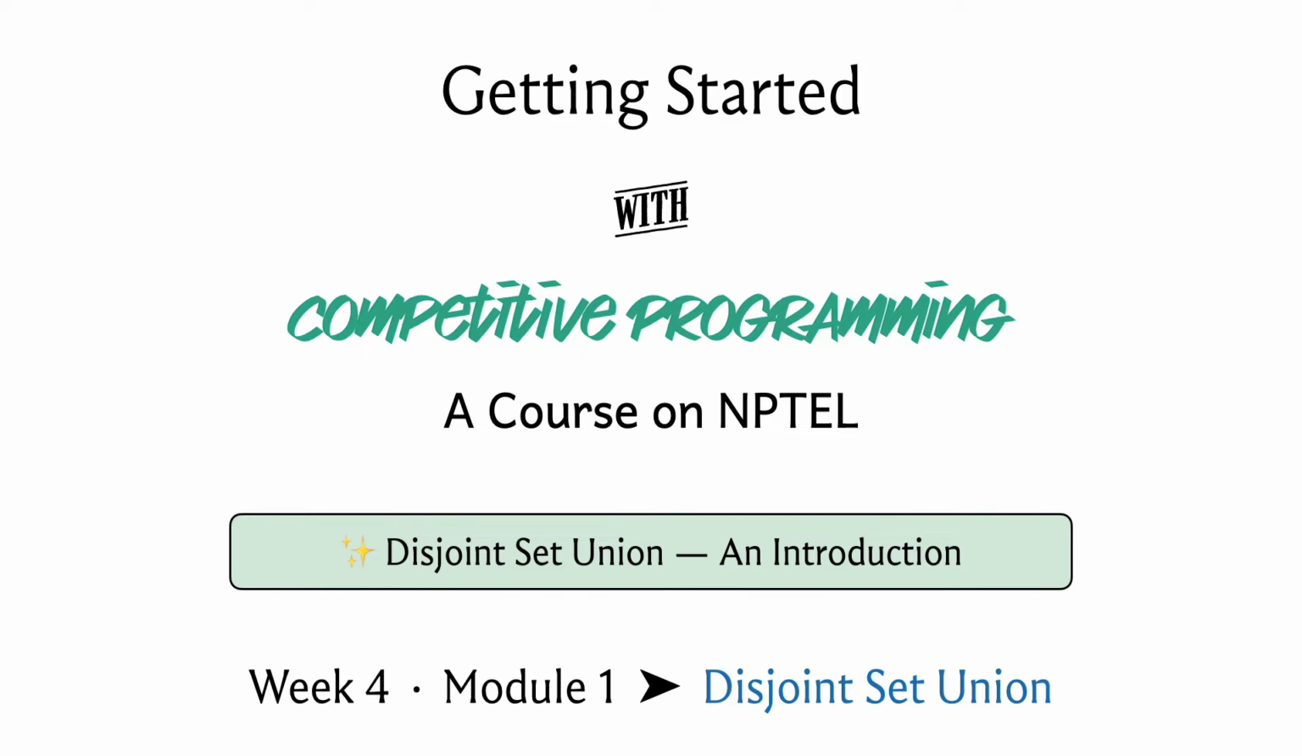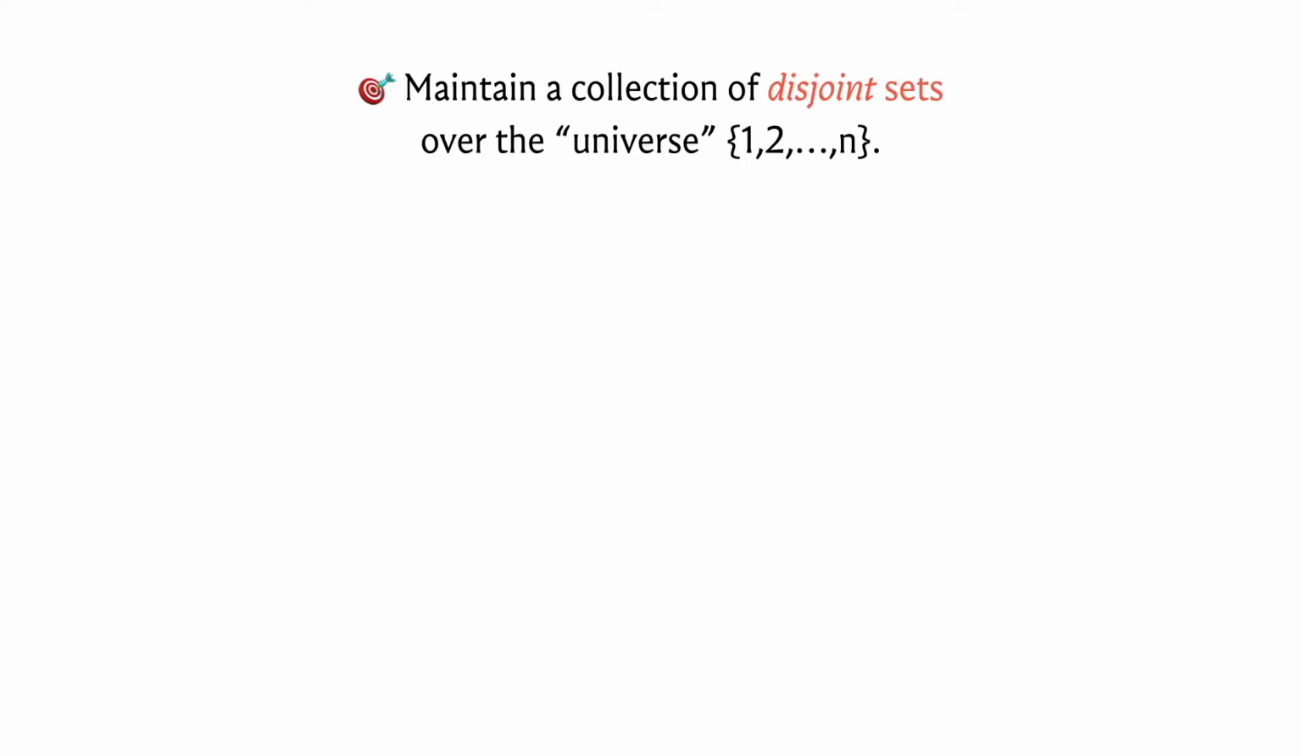So let's begin by talking about the data structure itself. Notice that the description of a data structure is fully specified once you tell me what information it's supposed to maintain and what operations on that information you want it to support. So what do we want to store in a disjoint set union data structure? Well, we want to maintain a collection of disjoint sets, as the name suggests, over some fixed universe.